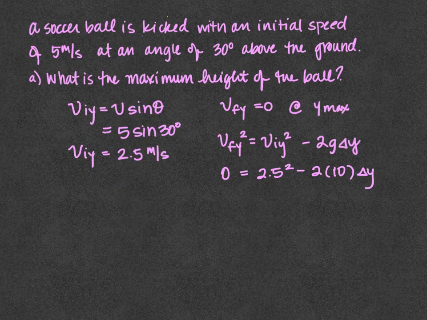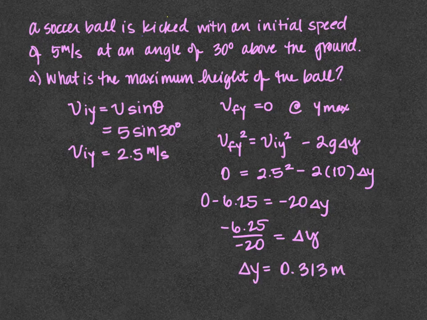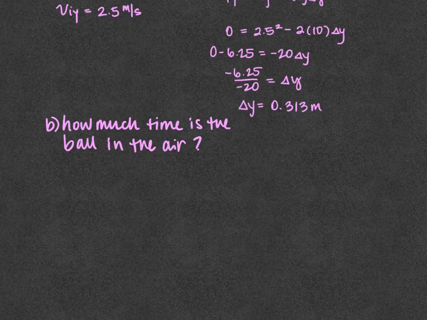Substituting in my final velocity, initial velocity, and g, I can solve for delta y. First by subtracting 2.5 squared from both sides. So then I'll have 2.5 squared, which is 6.25, negative 6.25 divided by negative 20 will be our delta y. And the height's about 0.313 meters.